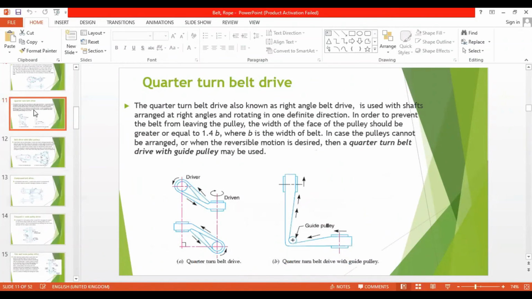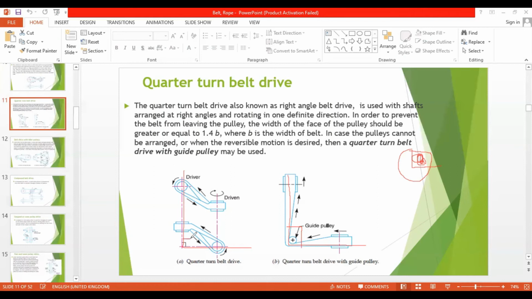Then we have the quarter turn belt drive. You see, quarter means 1/4 of a circle. You know that. So if I draw a circle, quarter means 1/4 of that. So this is what is called a quarter. This is 1/4 of a circle, and this is why it is called a quarter turn belt drive. The quarter turn belt drive is also known as the right angle belt drive.